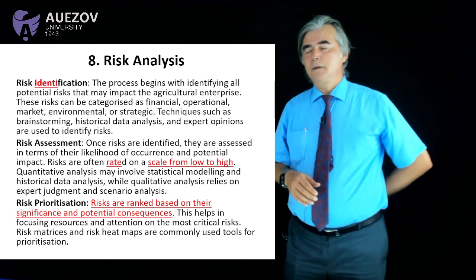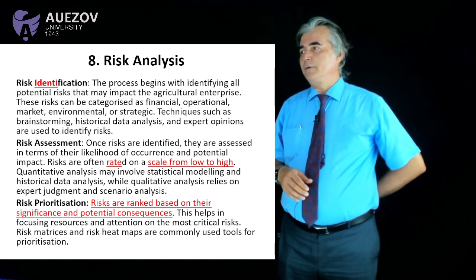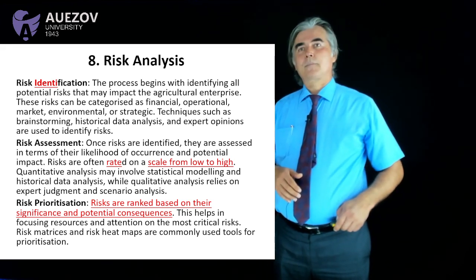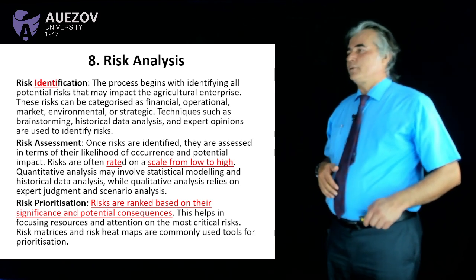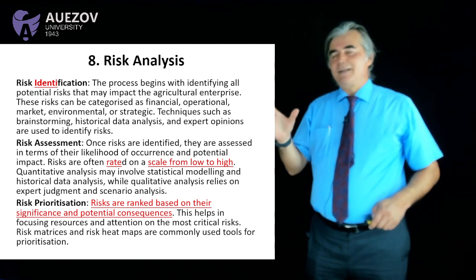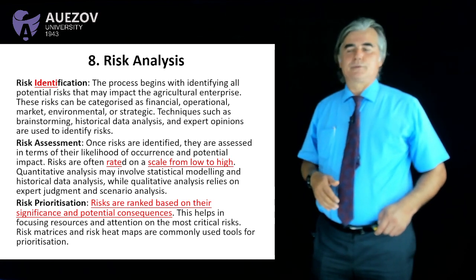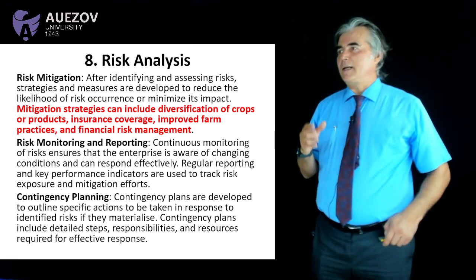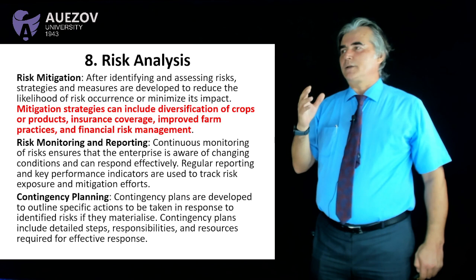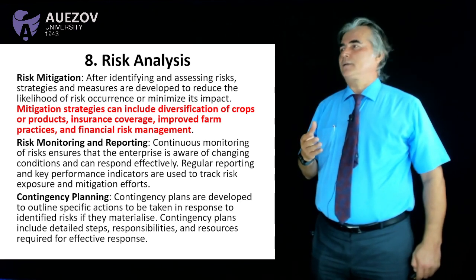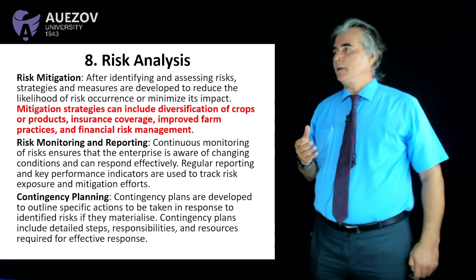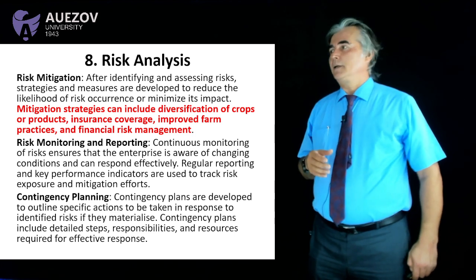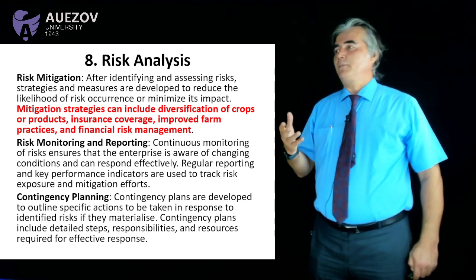Risk assessment is often rated on a scale from low to high. Risks are ranked based on their significance and potential consequences. Risk mitigation: after identifying and assessing risk, strategies and measures are developed to reduce the likelihood of risk occurrence or minimize its impact. Mitigation strategies can include diversification of crops or products, insurance coverage, improved farm practices, and financial risk management.